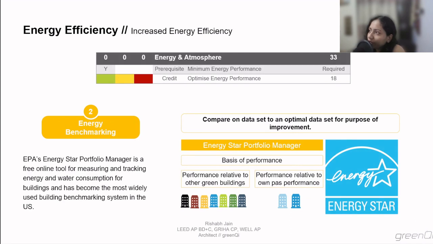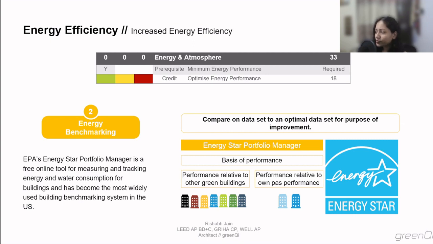So the next strategy in terms of increased energy efficiency is energy benchmarking. Energy benchmarking is basically comparing the data set to other buildings in the region of similar typology, so that necessary implementations or energy conservation measures can be implemented to further reduce the energy consumption. This is done through an online tool called Energy Star Portfolio Manager. This is from the EPA, the US Environmental Protection Agency.